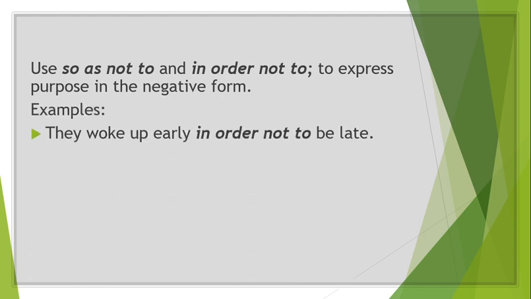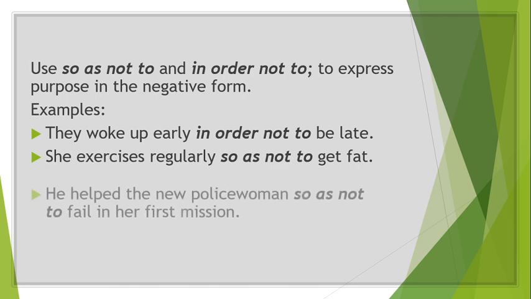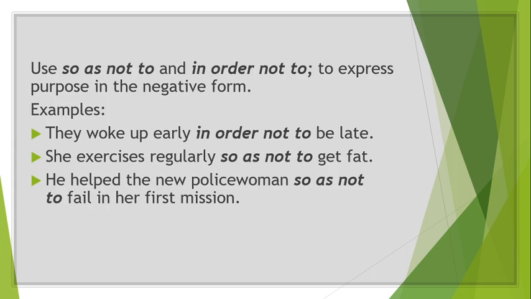Let's see some examples. They woke up early in order not to be late. She exercises regularly so as not to get fat. He helped the new policewoman so as not to fail in her first mission. So it's basically the same, but this time in the negative form. Okay?